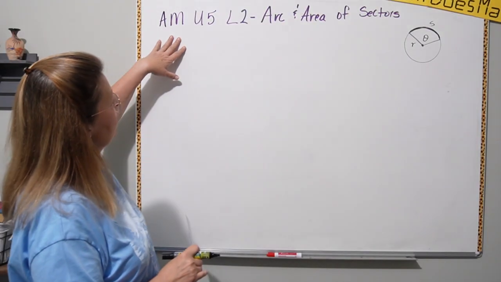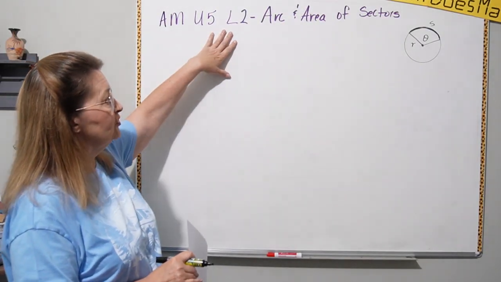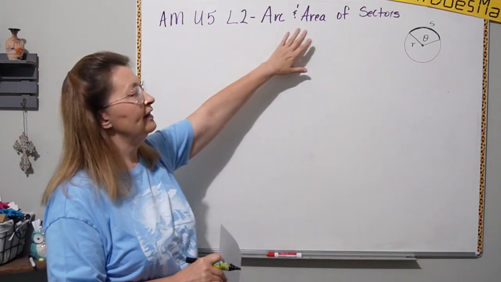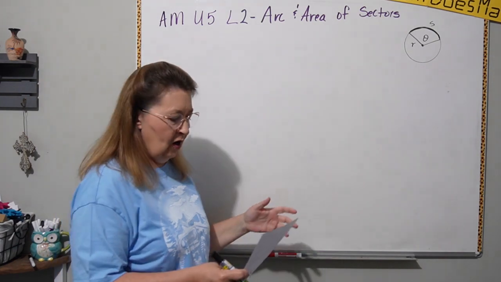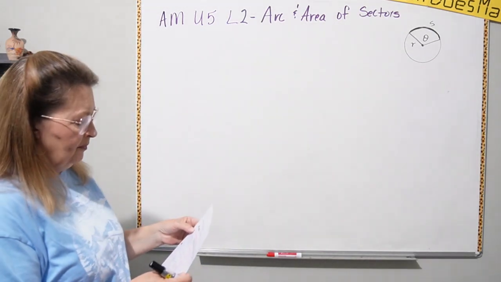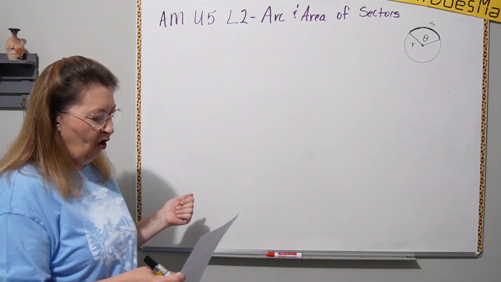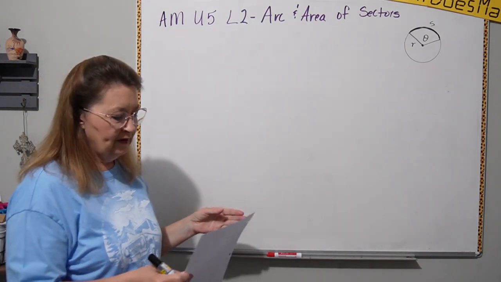This is the lecture notes for lesson AmU5L2, and we're going to talk about the arc length and the area of sectors. All right, first of all, up at the top of your guided notes, let's look where it says arc length. We're going to look at a formula.